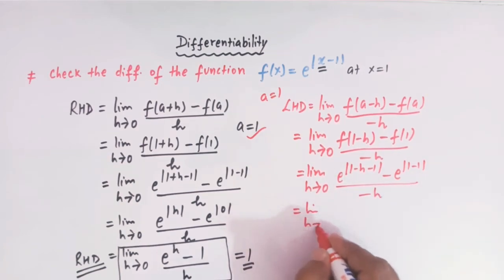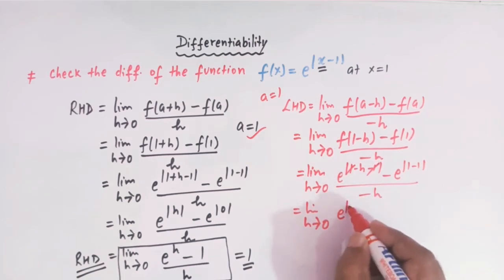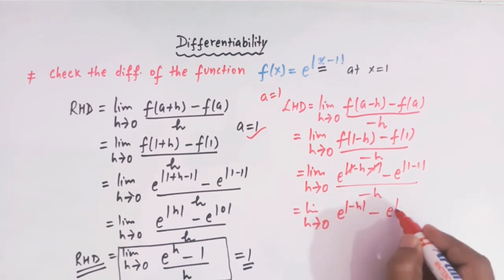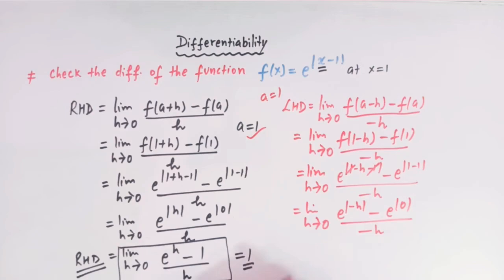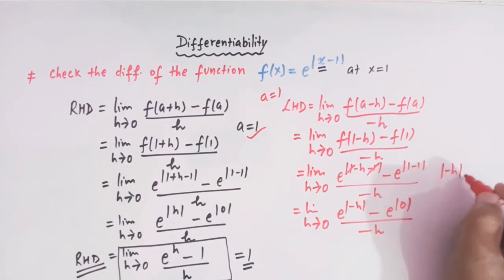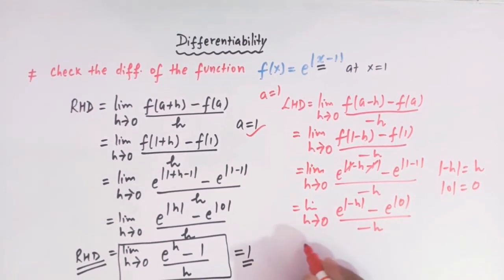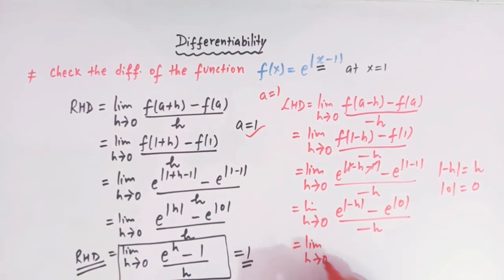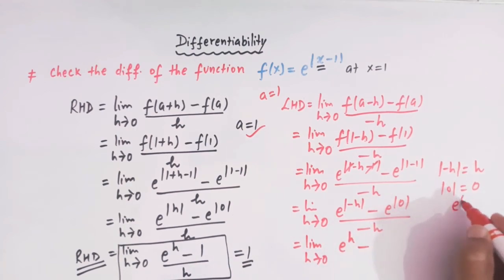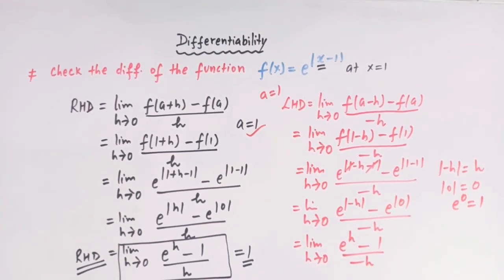So we have limit h tends to 0 of e raised to mod of minus h, where 1 and 1 get cancelled, minus e raised to mod of 0, divided by minus h. And e raised to mod of minus h is simply equal to positive h, and mod of 0 is equal to 0, right? So now this is limit h tends to 0 of e raised to h minus e raised to 0, which is 1, so here we have 1 divided by minus h, right?